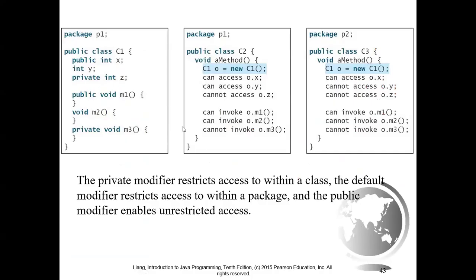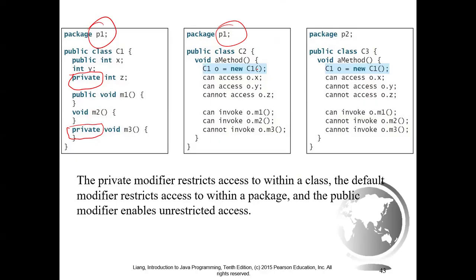Let's take a look over these three examples. In the first example, we have public x, y, and the method m1, m2, and the private method m3. The private ones are z and m3. Here is package p1, and in the same package p1 we have another class, C2. Here we have a method there.